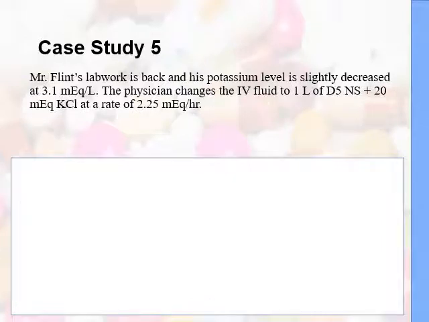Let's look at how to solve this using ratio and proportion. Mr. Flint's lab work is back and his potassium level is slightly decreased at 3.1 milliequivalents per liter. The normal range is 3.5 to 5.0. The physician changes the IV fluid to 1 liter of D5NS plus 20 MEQs of KCl at a rate of 2.25 MEQs per hour.